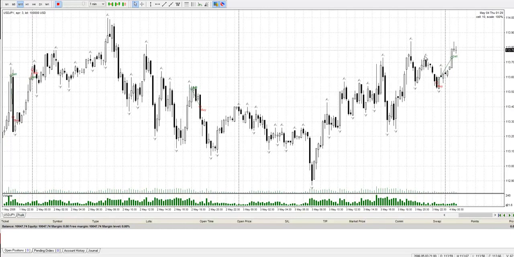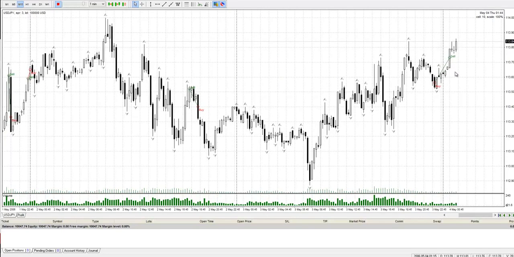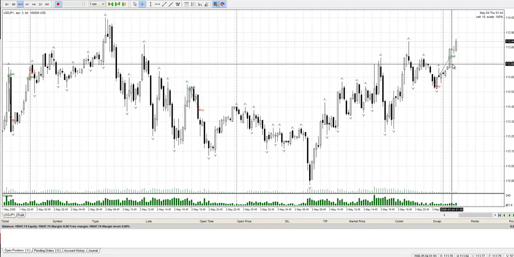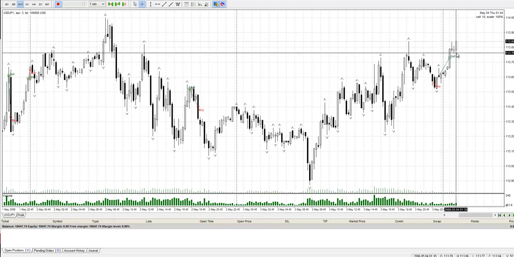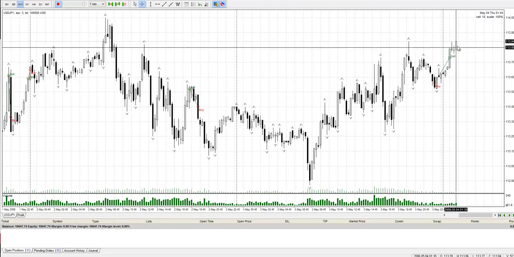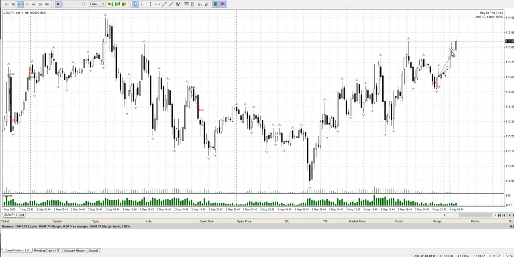The key to this strategy is not the edge, but it's more the risk to reward ratio with a slight edge, because you can win only 51% of the time, but if your risk to reward ratio is more than 1:1, you are profitable.